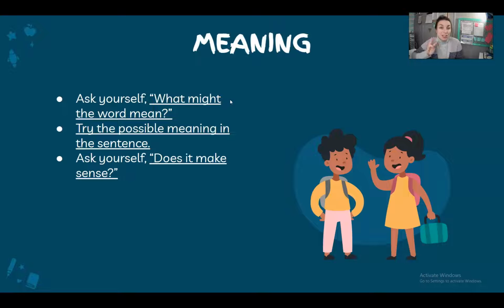That leads us to our next part, which is meaning. There are actually 3 parts to this. First, you're going to ask yourself, what might the word mean? You're going to take a guess based on those context clues that we were just talking about. So that word nutritious, now I'm looking for, well, does it mean healthy or does it mean strong? Then I'm going to try the possible meaning in the sentence. So once I pick a synonym or something that's very similar to my meaning, then I'm going to try it and substitute it inside of that sentence. Finally, after I've read it aloud or to myself, I'm going to ask, does this make sense? Can I plug in that word and does it still make the story make sense?